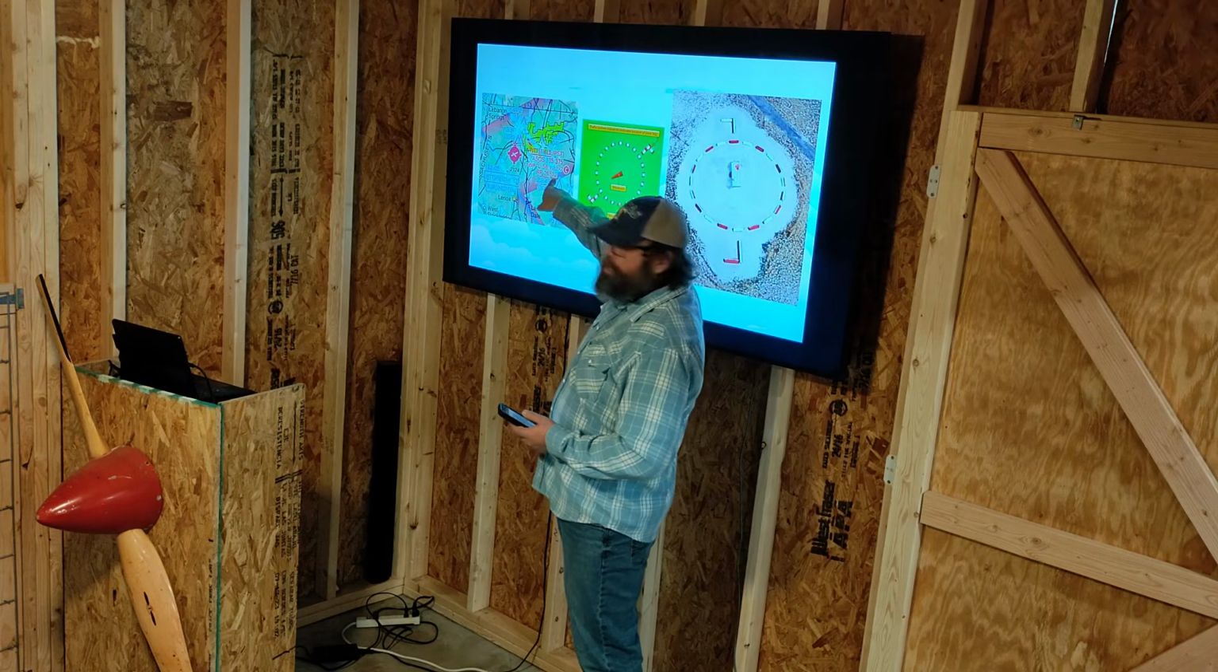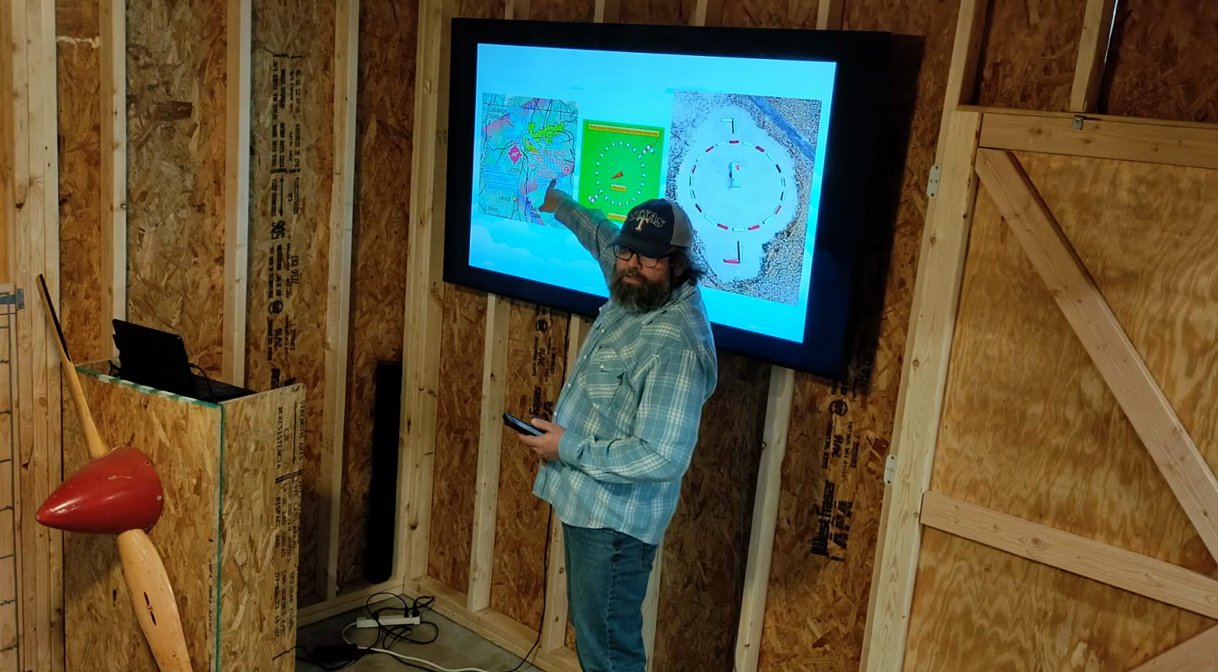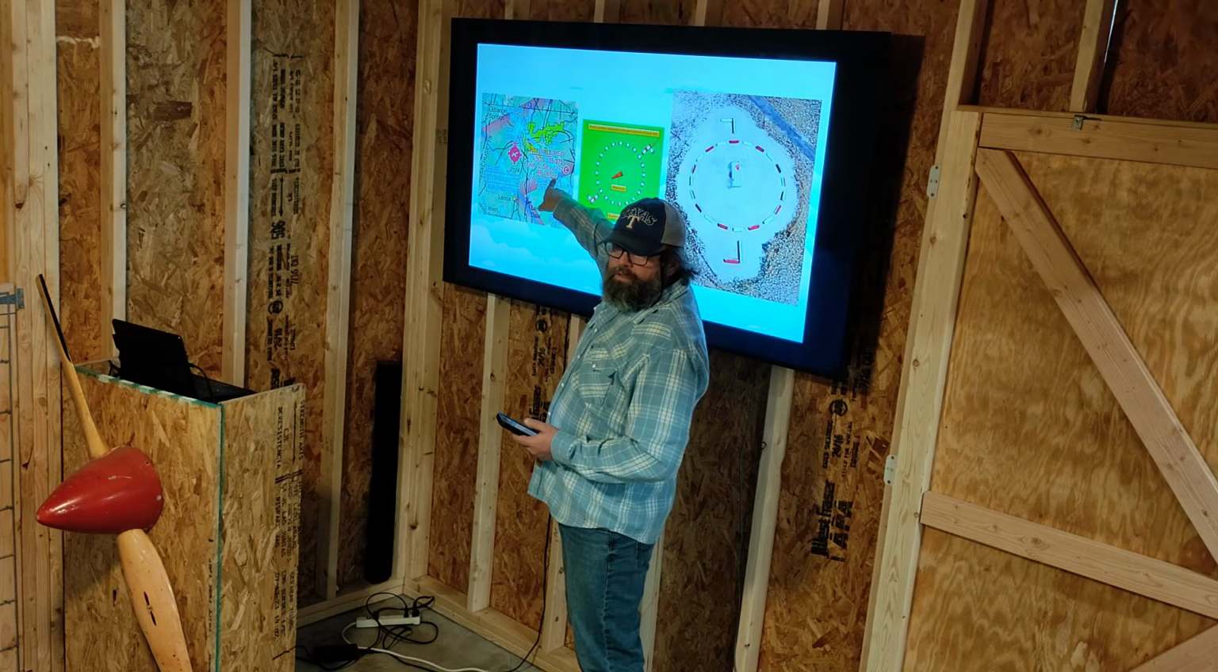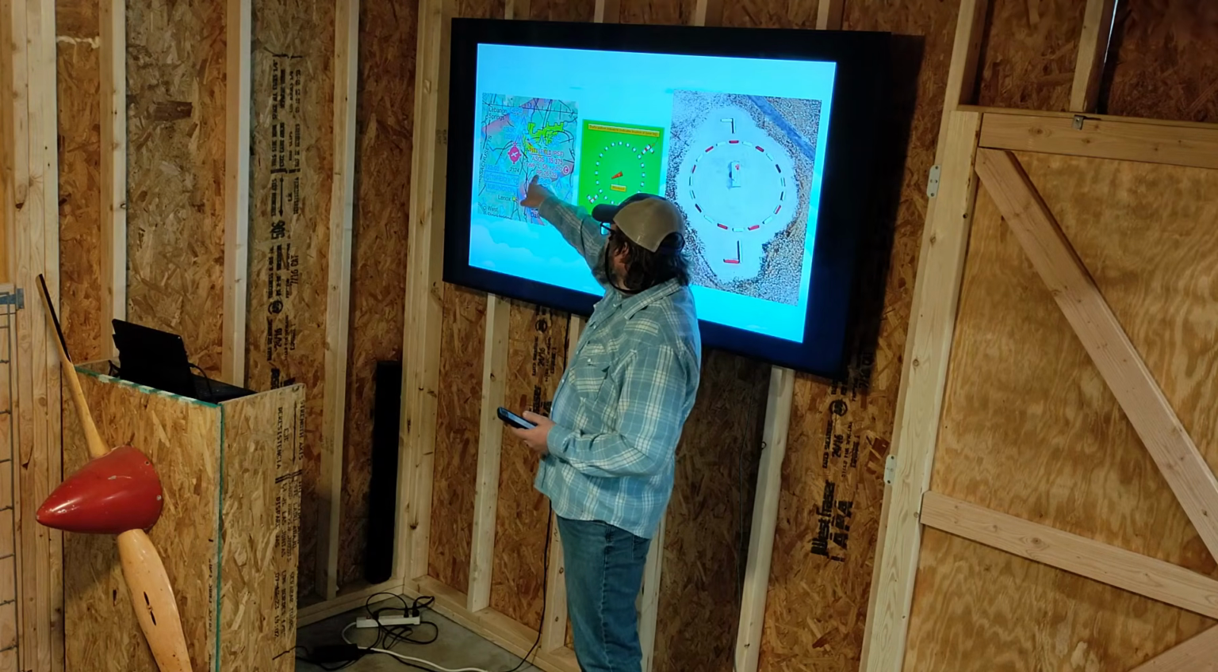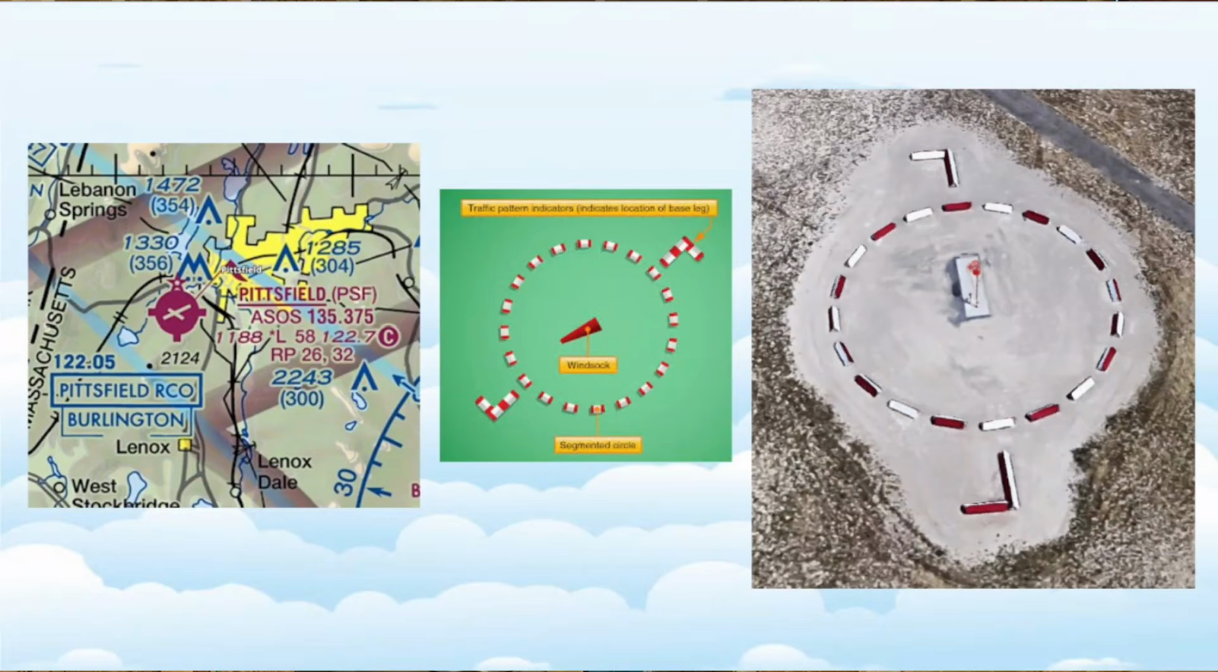And what is the 26 and the 32? Degrees. Degrees of the runway. That's the runway names, yep. Runway 26 and runway 32. So this is saying that at Pittsfield, runway 26 and runway 32 have a right traffic pattern, right?